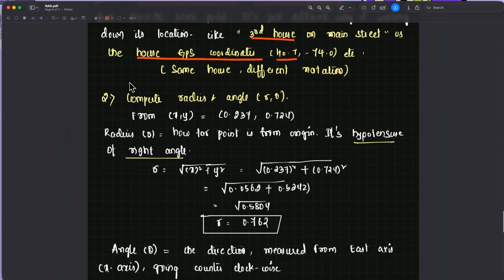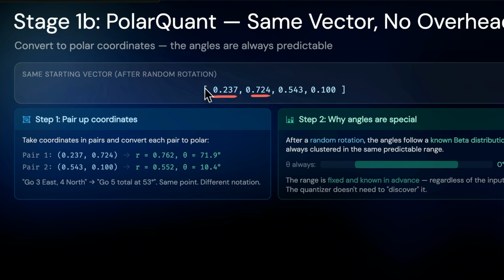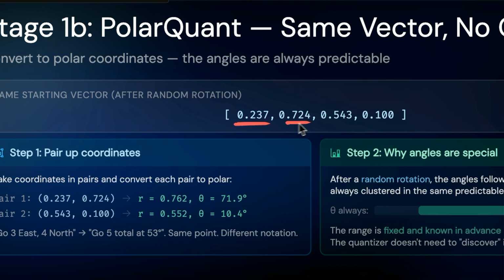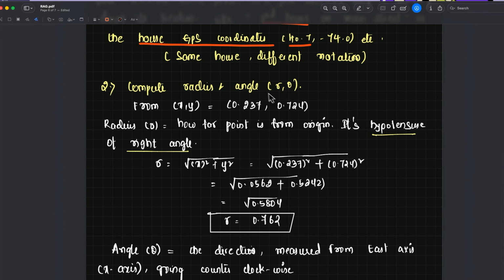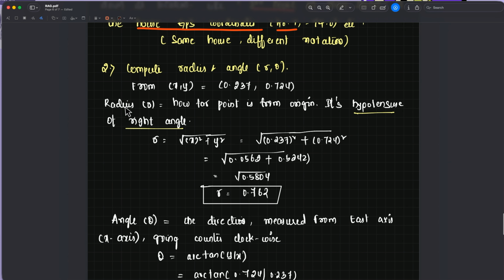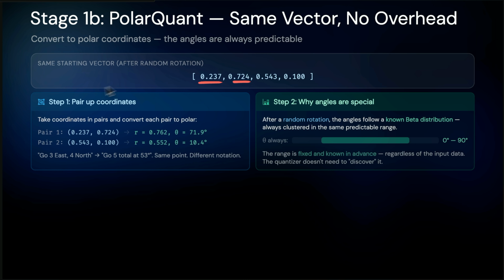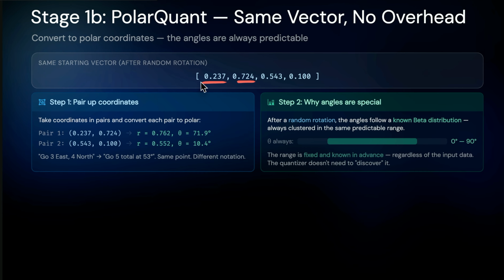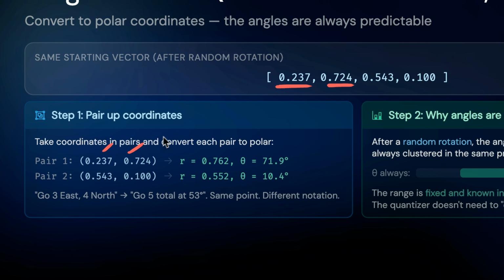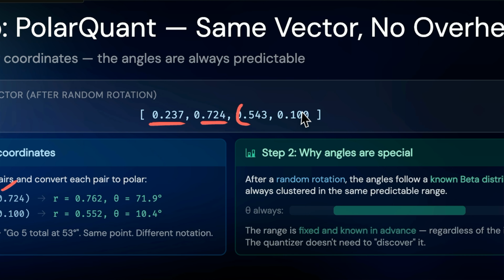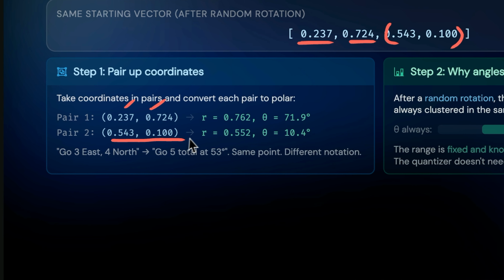So how do we compute radius and angle? Let's take this x comma y, 0.237 and 0.724, and compute the radius. Why did I take only these two? Because you have to pair up coordinates. In order to convert the vector to PolarQuant, you take coordinates in pairs and convert each pair to polar. So you take 0.237 and 0.724 as one pair, and 0.543 and 0.100 as another pair.